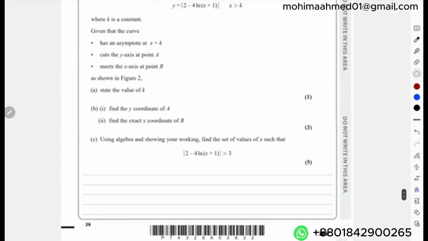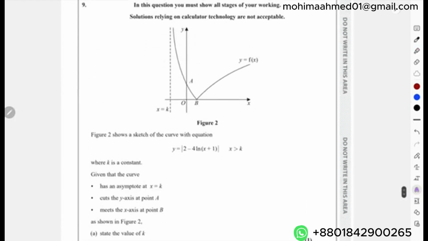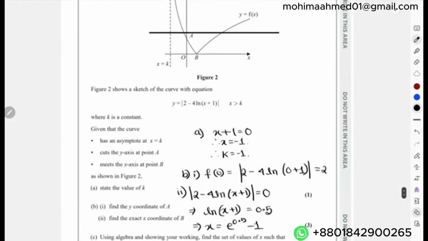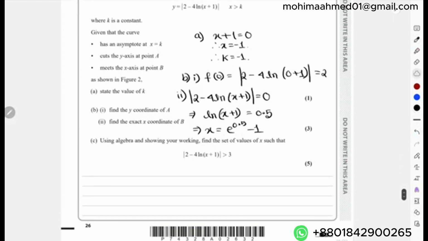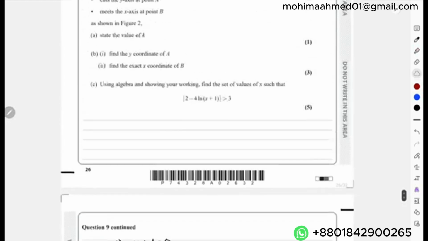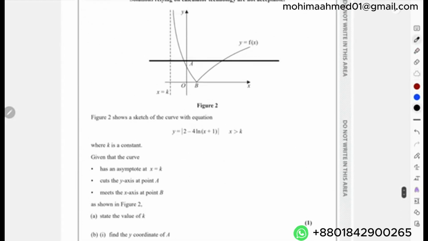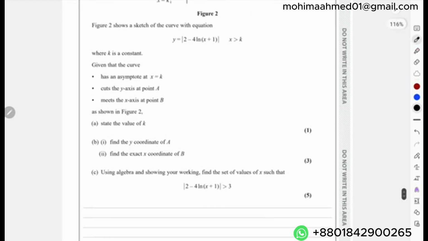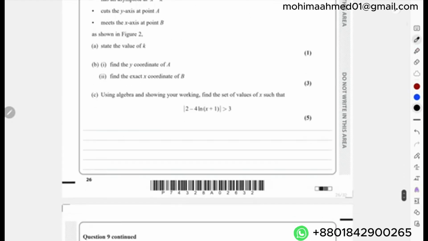Okay, and then for the last part, they stated using algebra and showing your working to find the set of values of x for which this graph is greater than 3. In order to find that, first we need to draw a line. Okay, I am assuming that this is y equals 3. So we have to first find the solutions where the graph and the line intersect. For that, we need one in positive and one in negative.